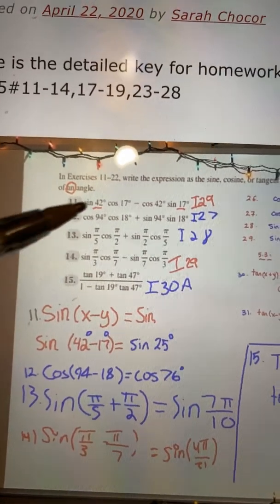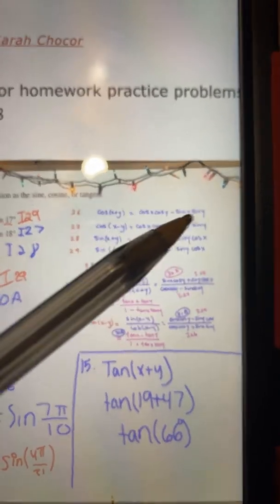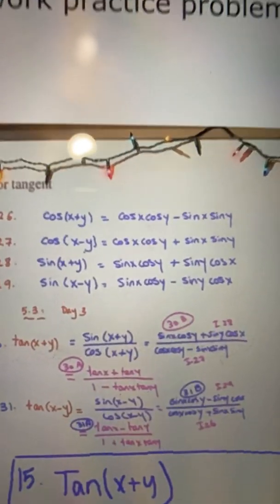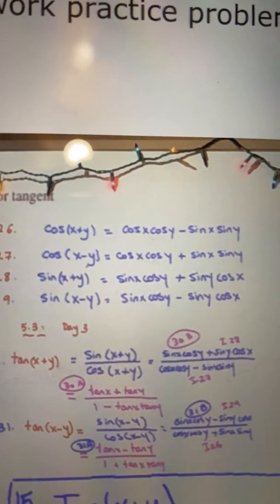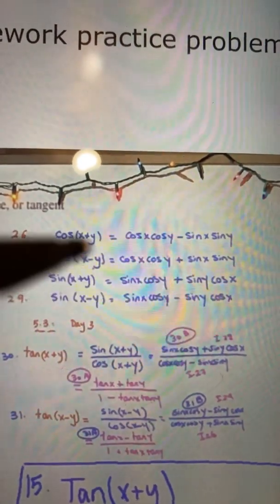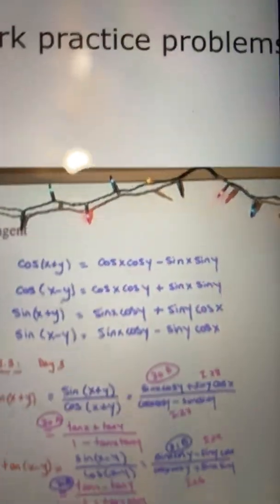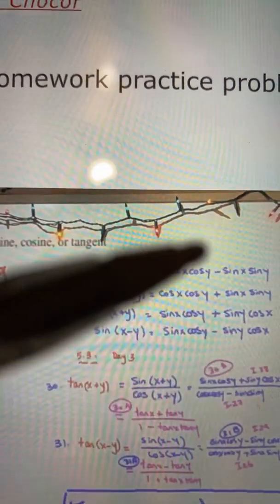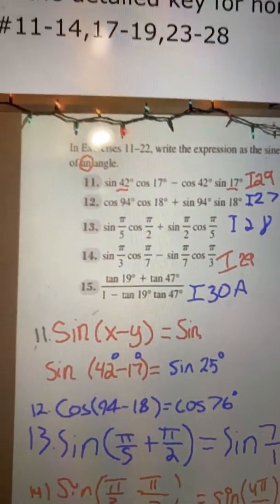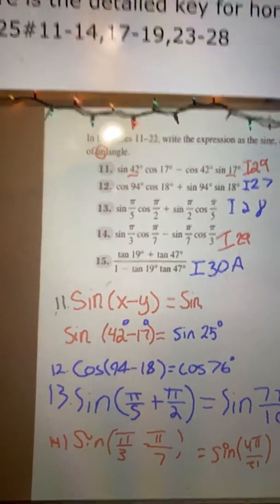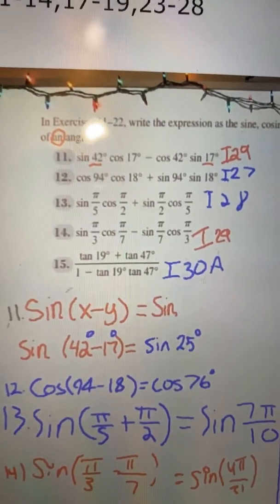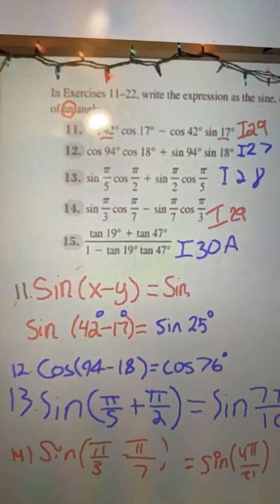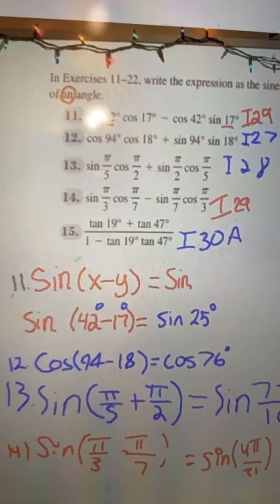Number 12, we see plus and cosine, cosine, sine, sine. So cosine, cosine, sine, sine with a plus. As you notice with cosine, the difference leads to addition, and addition leads to difference. So for number 12, it's going to be the cosine of a difference because you can see an addition in the problem. So it will be 94 minus 18, which is 76.